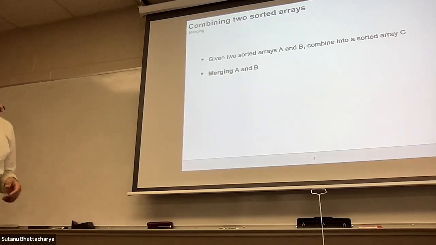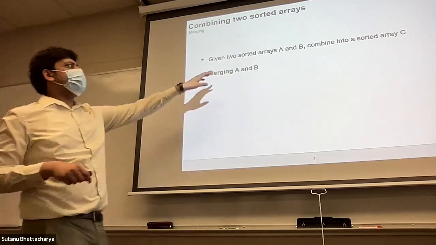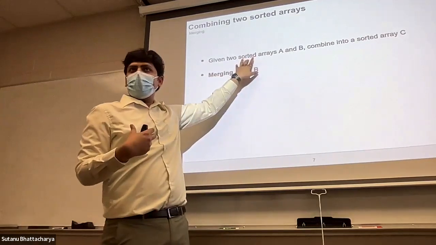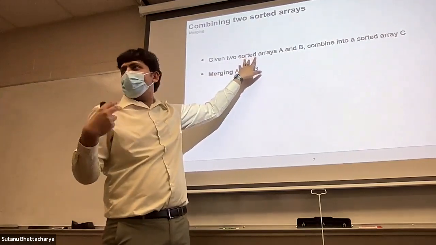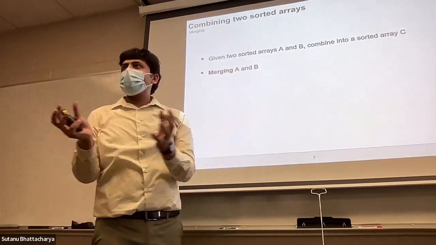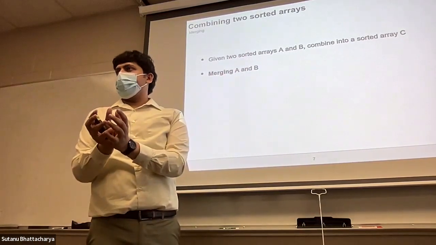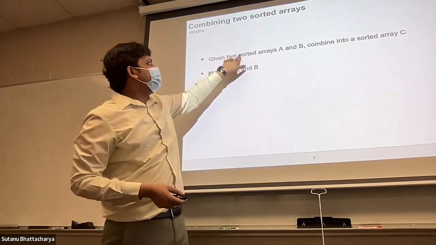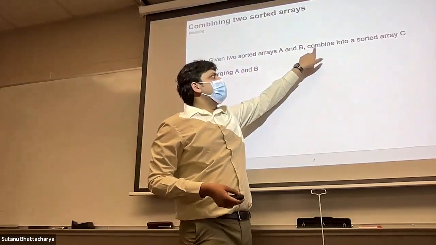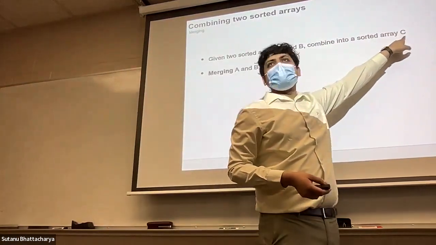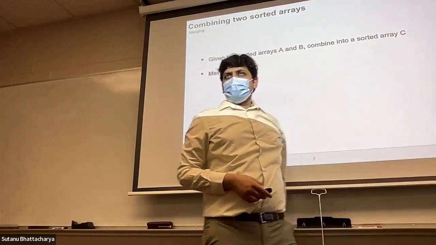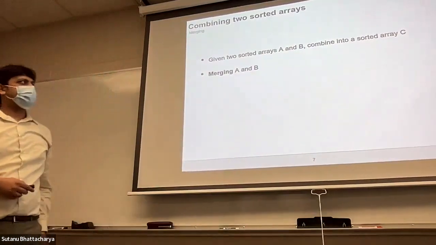Given two sorted arrays A and B, why sorted? Because we already have the solution. Let's assume you already have the solution. Now you need to merge those solutions into one solution. So given two sorted arrays A and B, combine them into a sorted array C. Okay, that will be the merging procedure.